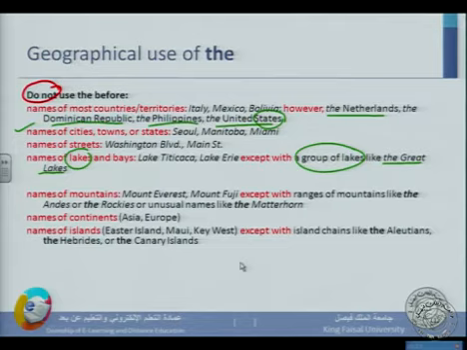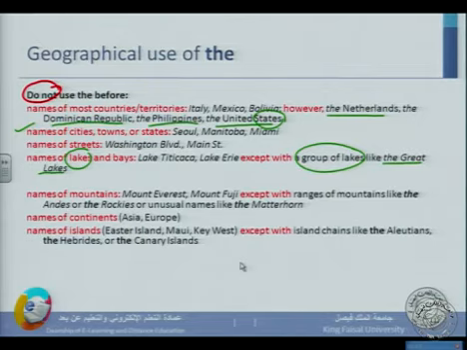We don't use the before names of continents, like Asia, Europe, North America, South America. We don't use the with the continents.